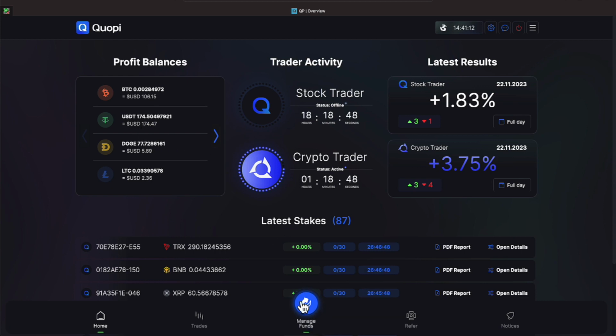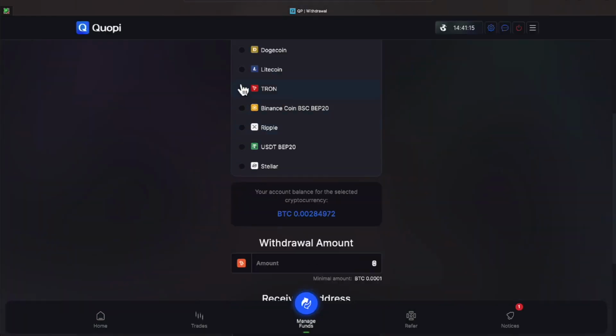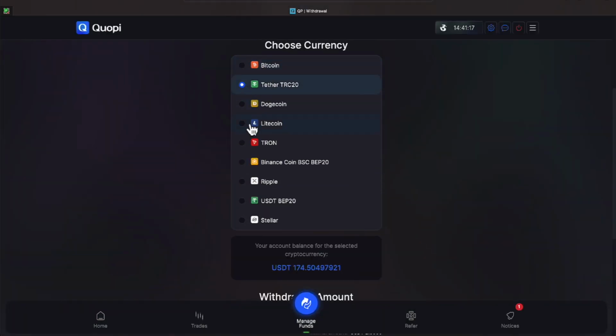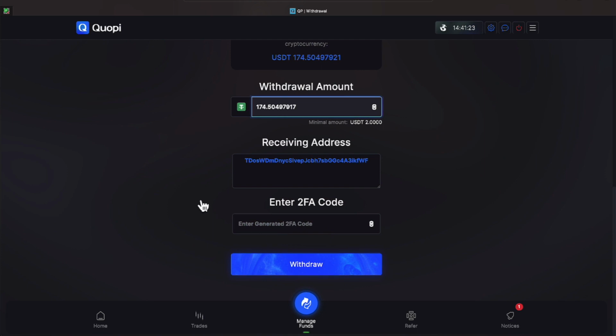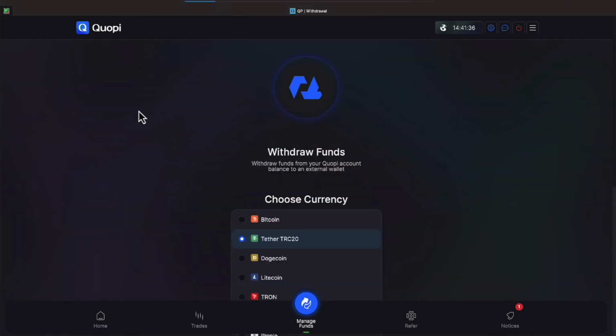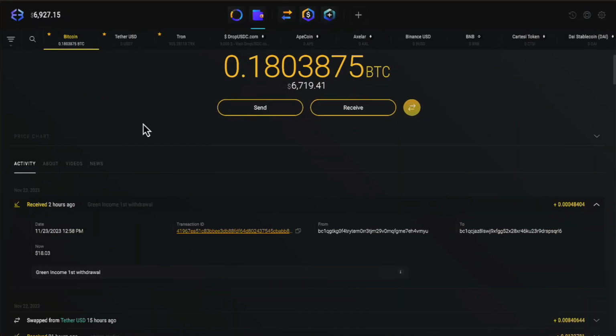Let's go over here to hit our blue button. Let's hit withdraw funds. And let's check Tether TRC20. Let's copy this amount here. Let's paste this amount there. Let's slide up top and see if we get the message that we can head on over to our Exodus wallet because we did everything correct. Well done, your withdrawal is being processed, everyone. That's the message we're looking for.